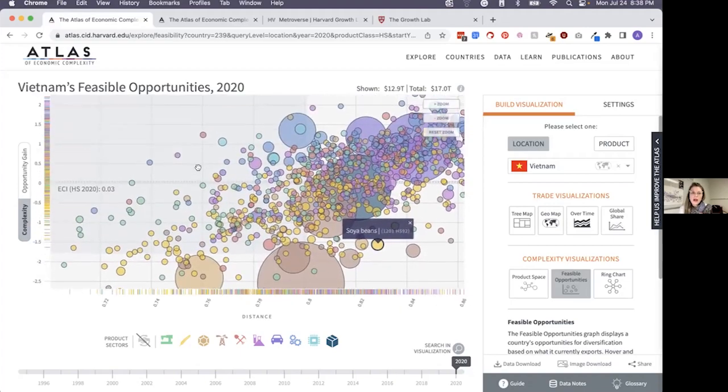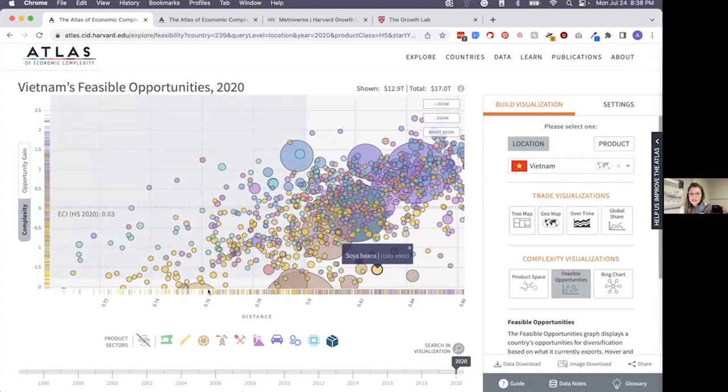And so ideally, you would want to focus your attention on opportunities that are low distance, so they're very close to what I already know how to do in my country, and they're high complexity. Okay, so they sort of lend to that nice, diverse economic ecosystem. And so in the case of Vietnam, indeed, that could be computers, for example. And we saw in the product space that computers is actually very close to other things the country already knows how to produce.